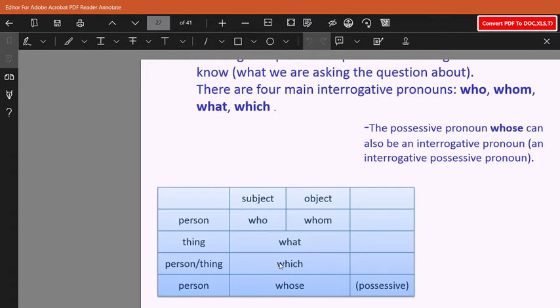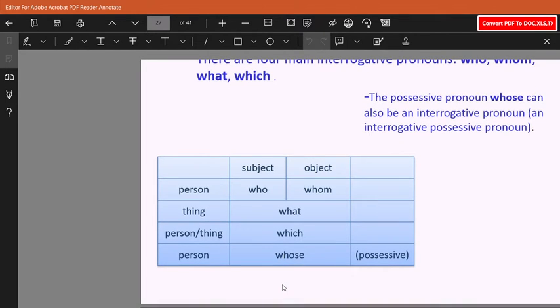So in both cases, whether it is an animate or an inanimate being, we can use which. And there is one more thing, in order to denote possessive, meaning ownership. Whose book is this? That's how, only to denote some person, the ownership must be of some person. Only then can we use whose.